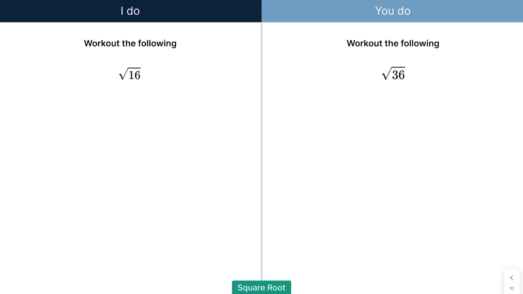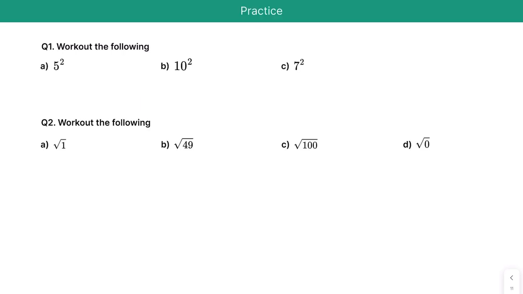So moving on. Now this is called a square root symbol. This is the opposite of what we just did. So this is saying, what number do I multiply by itself to give me 16? So the answer here is 4, because 4 times 4 is 16. And again, hopefully you've pressed pause and had a go at this. So what number do you multiply by itself to give you 36? Well, the answer there is 6. So here's some examples for you to have a go at. Press pause and have a go.